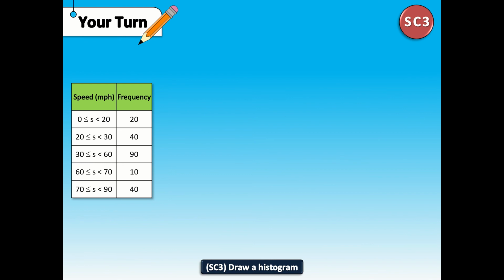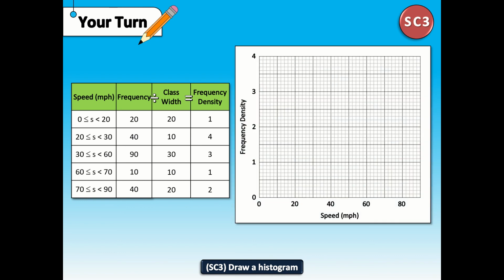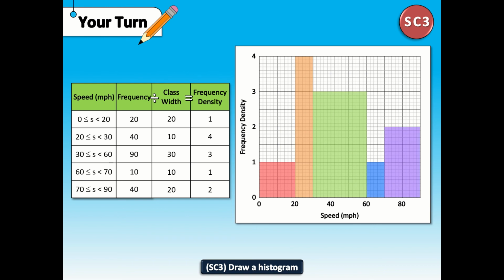So for the green question, work out the class width, work out the frequency density, and then we can draw the histogram. So your histogram should look like that.